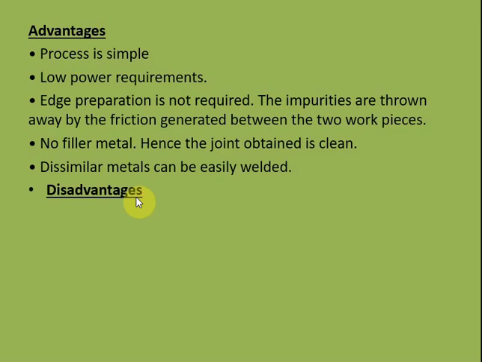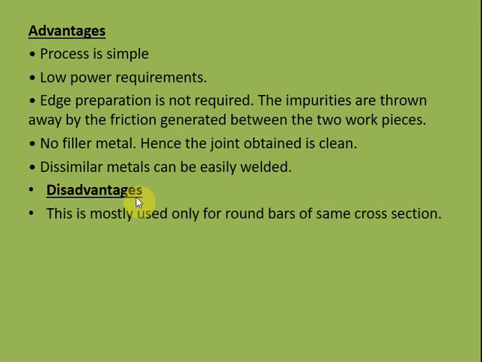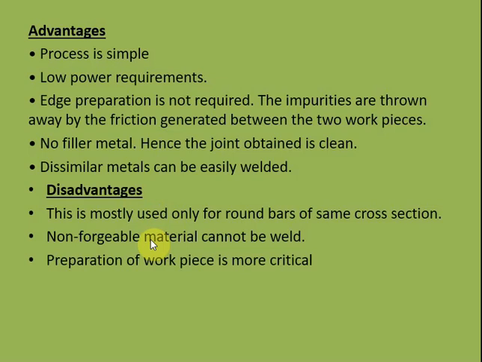Now the disadvantages are: this can be used mainly for cylindrical, hollow or cylindrical workpieces mainly, and non-forgeable material cannot be welded because we are upsetting it, we are applying pressure in the axial direction. That means some kind of forging we are making there. So non-forging, like a highly ductile material, cannot be welded using this method. Sorry, highly brittle material.